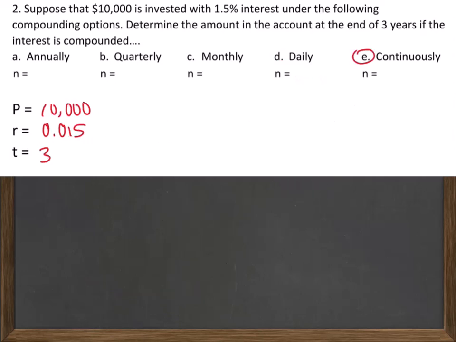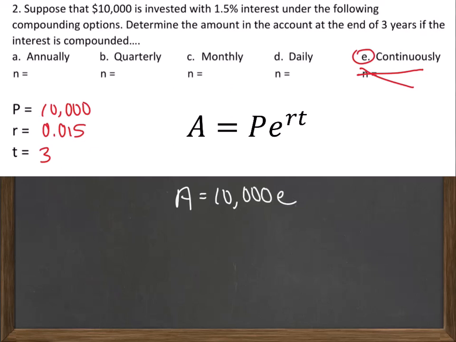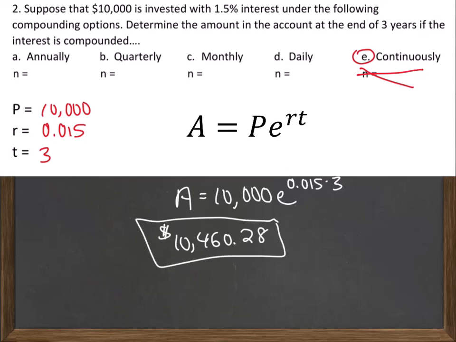So last but not least, what about compounding continuously? How do we do that? So remember, when we compound continuously, we don't have an n. We have to use this different equation, which is that A is equal to P, our principal, 10,000, e to the r, which is 0.015, times, in this case, 3. Okay, and when I enter that into a calculator, I get 10,460.28. So $10,460.28.